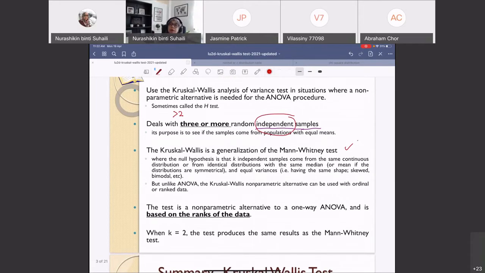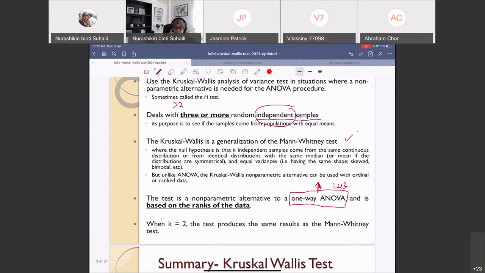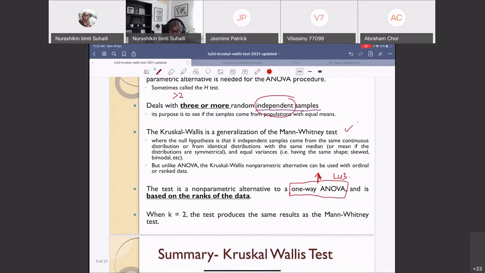If we compare with parametric data, this test is equivalent to one-way ANOVA. Have you heard about this test before? Maybe you have studied in SPM or matriculation? Unfortunately not, okay. We will cover ANOVA in a later unit, but this is just for you to know. So this is an equivalent to one-way ANOVA for parametric data. You don't have to worry about it. Later we will study one-way ANOVA and you can compare it with this test.